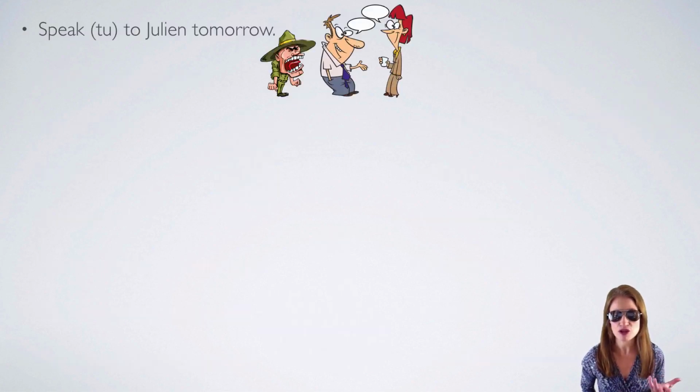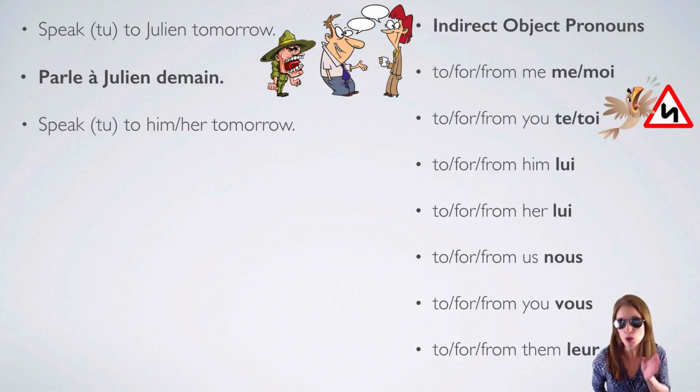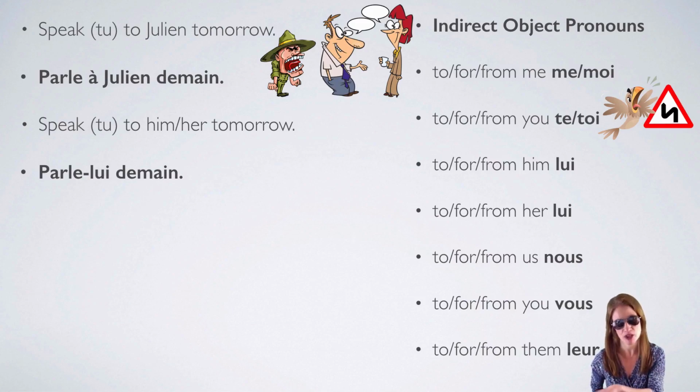Using to, speak to Julien tomorrow. Parle à Julien demain. But speak to him or speak to her tomorrow is one word in French. Parle-lui demain. Okay, you should know who you're talking about at this stage, but if you're not sure, then you can add on à Julien or à lui or à Monique or à elle at the end.